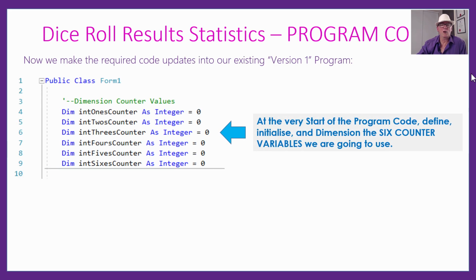And now let's just look at the program code. So in the program code you had for version 1, just go right up the top, where it's public class Form1, and we just need to add in some Dim statements here to set up our counters. So we're going to call our counter variables here intOnesCounter, intTwosCounter, and they're all going to be initialized as 0, and they're all going to be integer type, so that they're just whole numbers for counting.